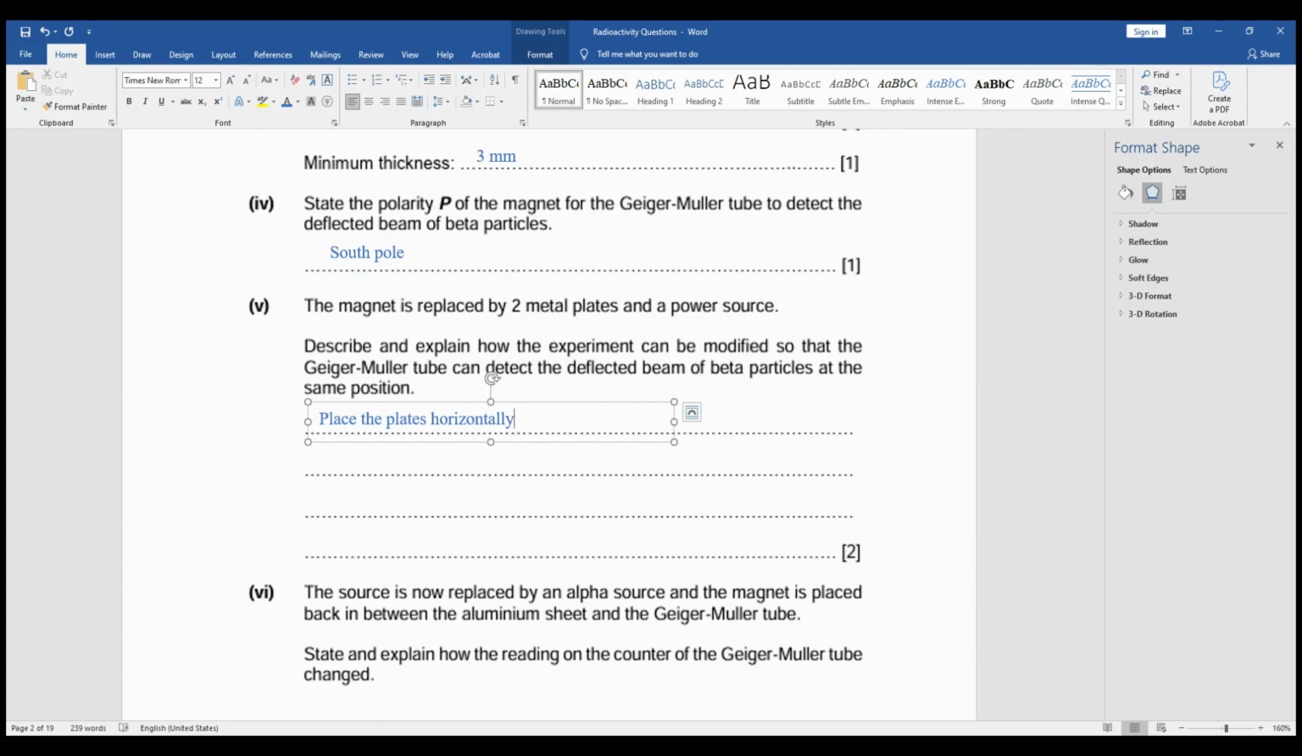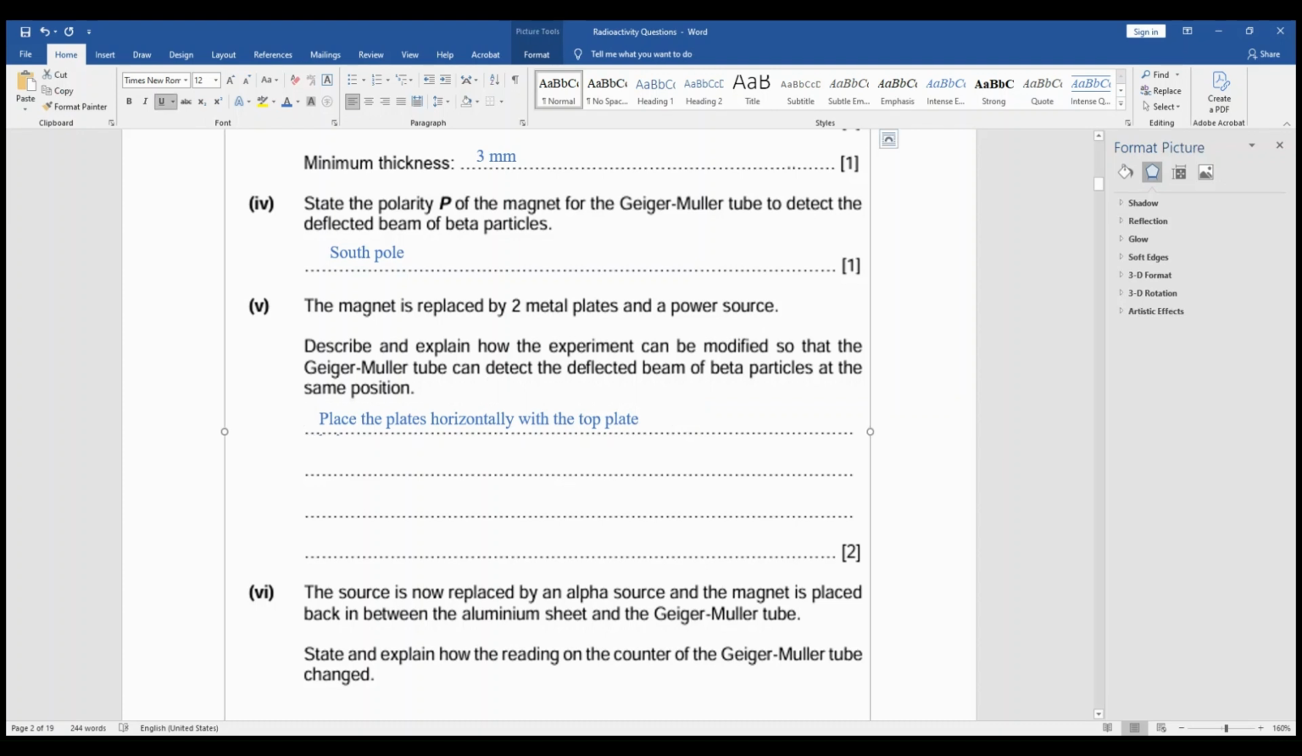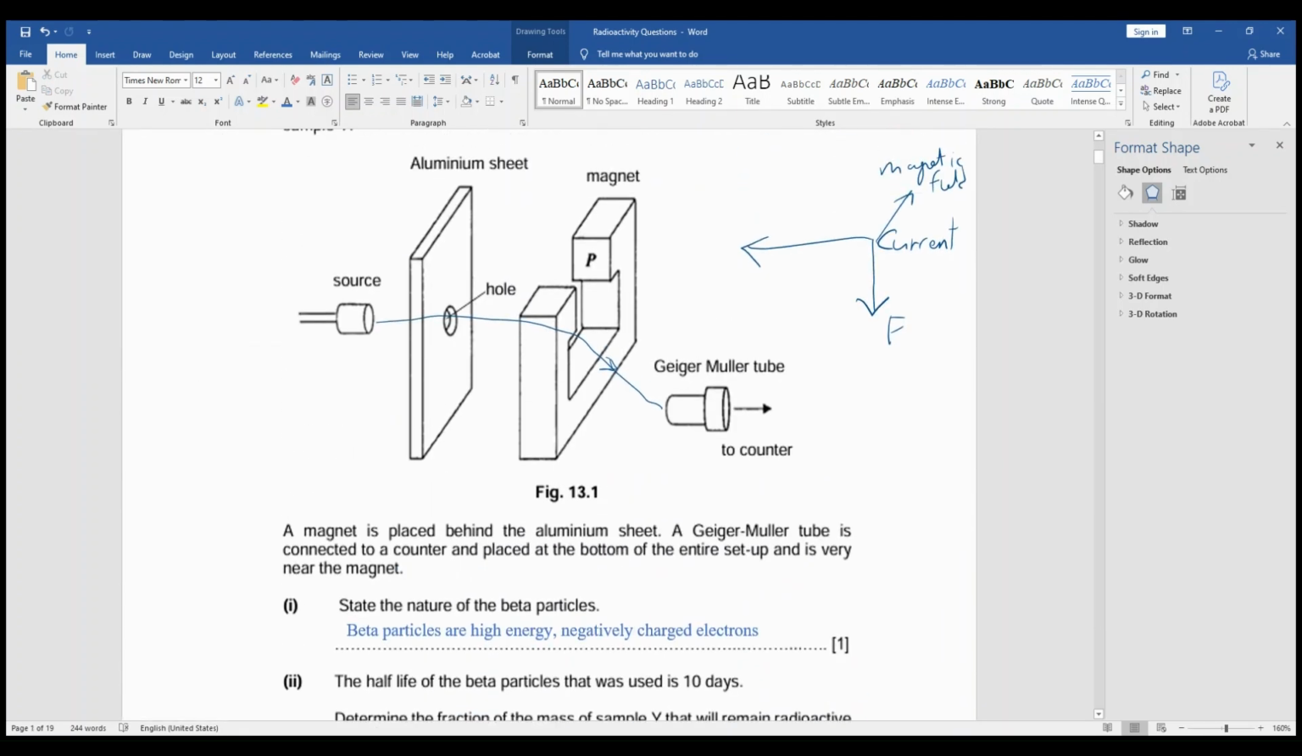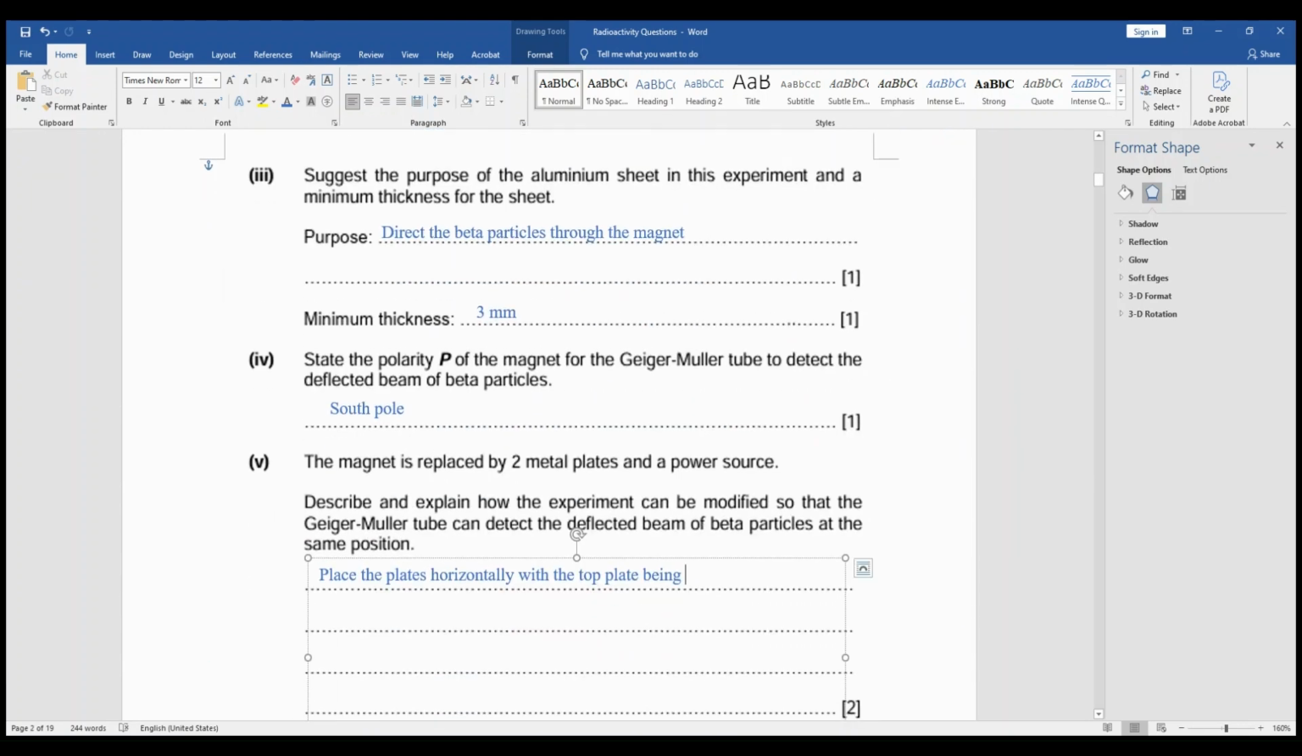Place the plate horizontally with the top plates. The top plate, sorry, we need it to be positive and negative. We need it to be negative, being negatively charged, and the bottom plate being positively charged.